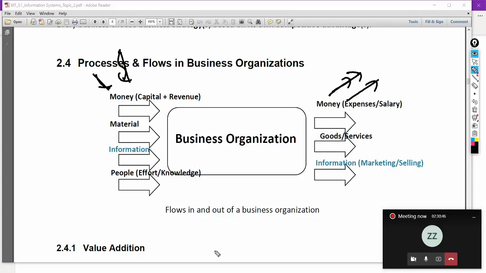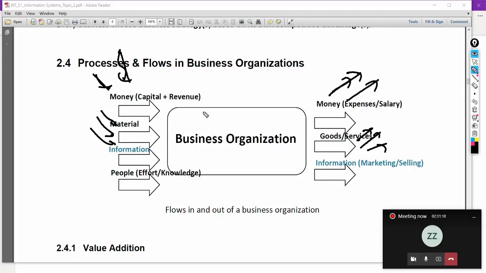Right. Then we have the material flows. Obviously we have to buy some raw materials. We have to buy some machineries, etc. So there's a material inflow. And of course, there's a material outflow. Especially if you are a product organization, obviously you have to sell your product, right? So here you buy your raw materials and here you sell your product. Especially when it comes to product-oriented business, this material flow is very evident, okay?